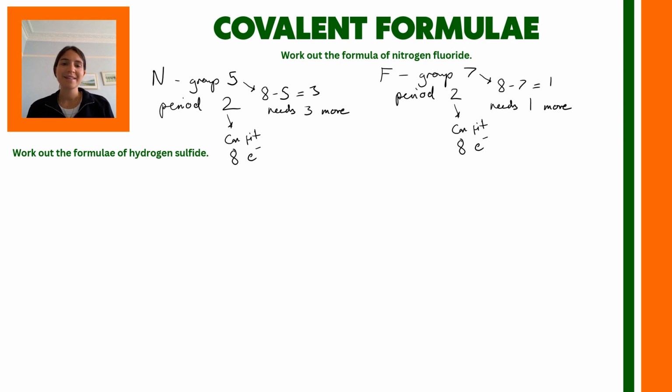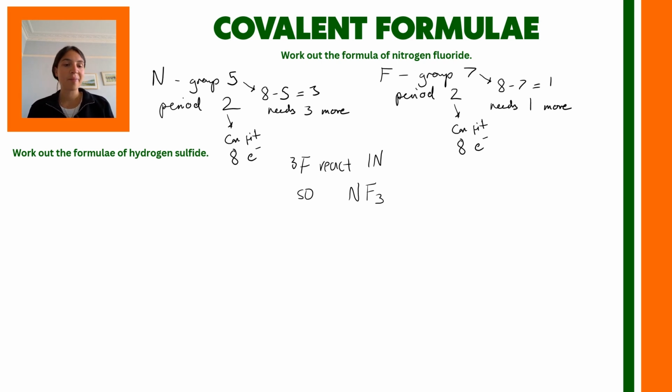Now, since fluorine only needs 1 more electron to make its outer shell full, but your nitrogen needs 3, that means I'm going to need 3 of my fluorine atoms to react with 1 nitrogen atom so that they can share the appropriate amount of electrons. So for nitrogen fluoride you get NF3: 1 nitrogen, 3 fluorine.